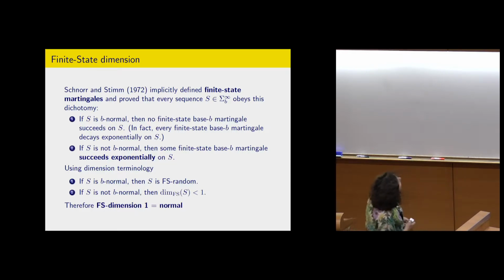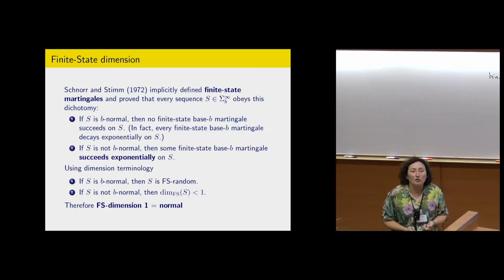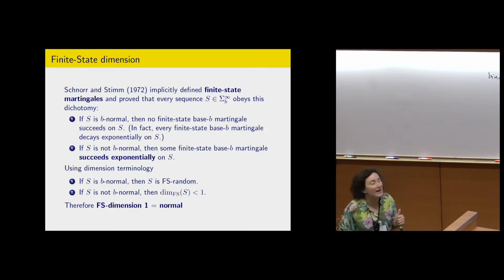Because if a sequence S, that is a sequence in an alphabet of B symbols, is not B-normal, then some finite-state base-B martingale succeeds exponentially on S. So the growth rate of this martingale is very high. So they prove more than randomness.